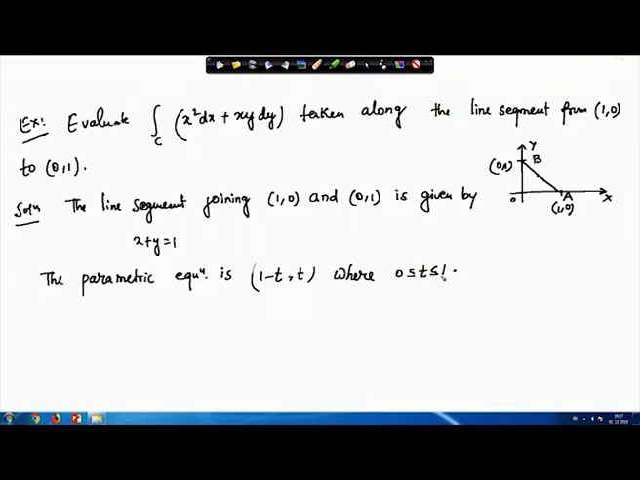So that means when t is 0, the point is (1, 0), so this point, and when t is 1, then it's (0, 1), so this point, and all the other points for every value of t will lie on this straight line. So that's the parametric representation. Now let us go to this curve. Here we have x equals 1 minus t and y equals t. So that's the parametric equation.